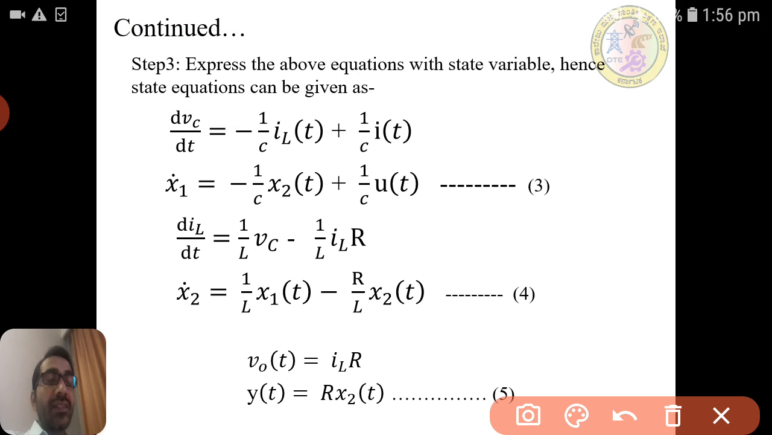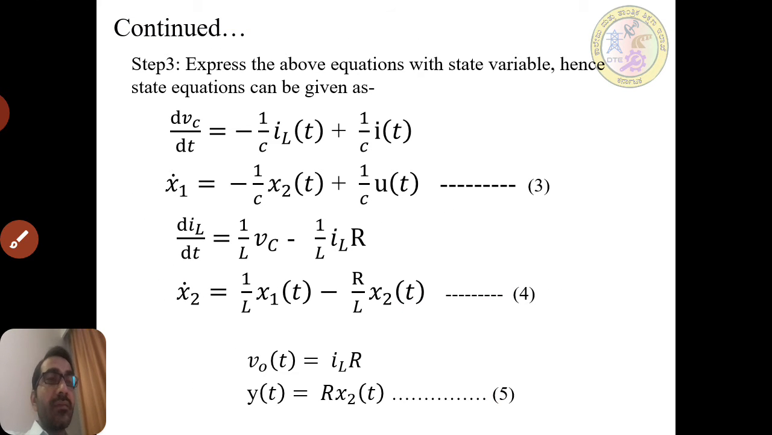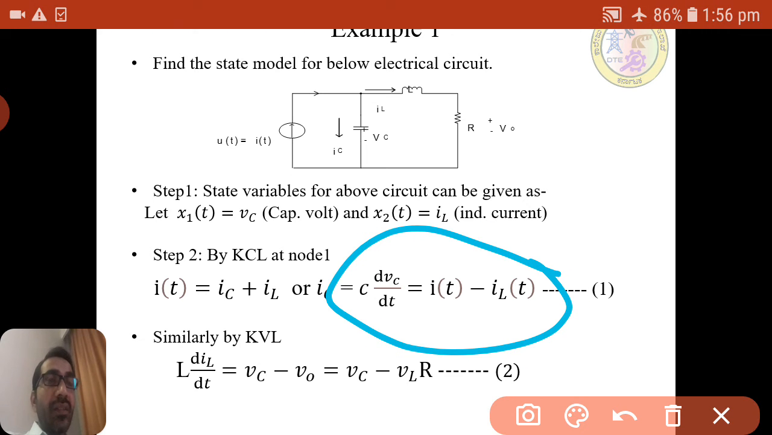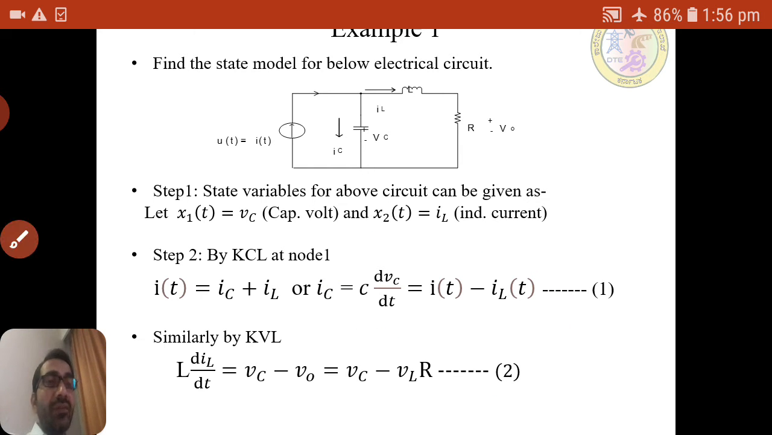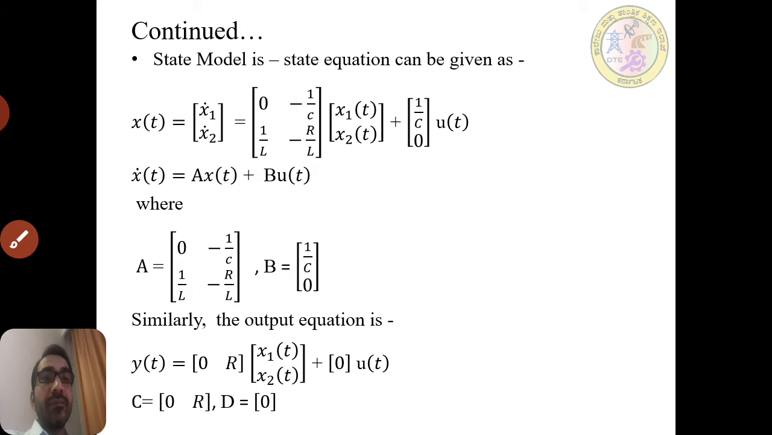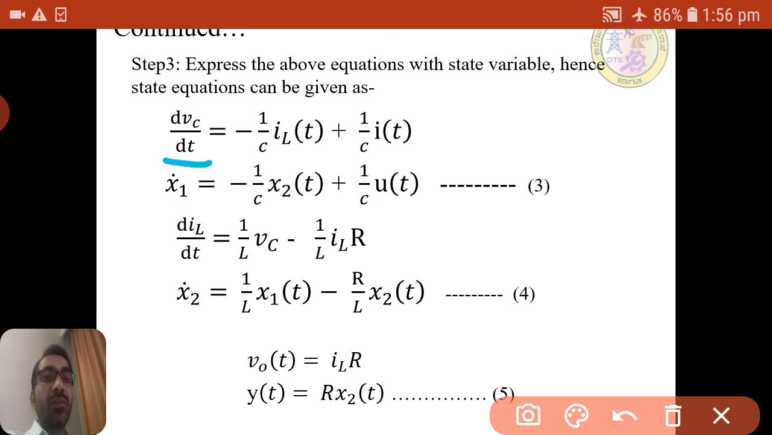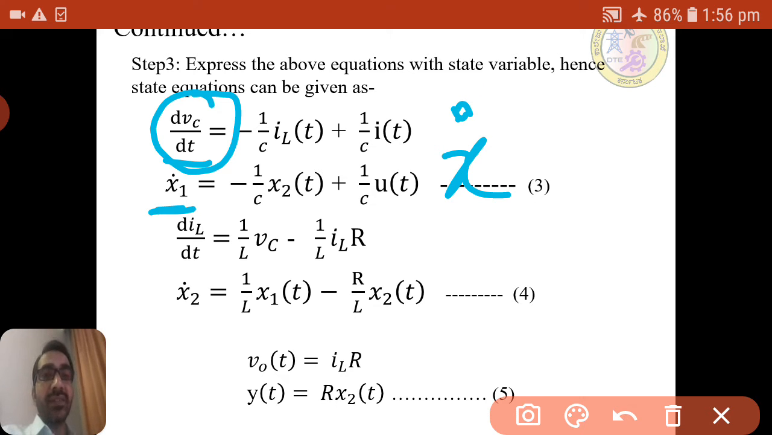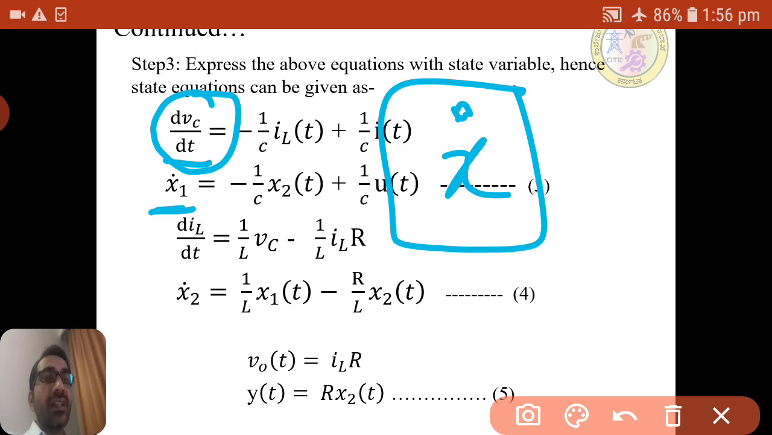From the equation we have considered here, dVc by dt is equal to 1 by C I of t minus 1 by C IL of t. The same equation we can give as dVc by dt is equal to minus 1 by C IL of t plus 1 by C I of t. The derivative with respect to time of the capacitor voltage, we consider as x dot, as we said in the previous session, where the derivative is considered as x dot.